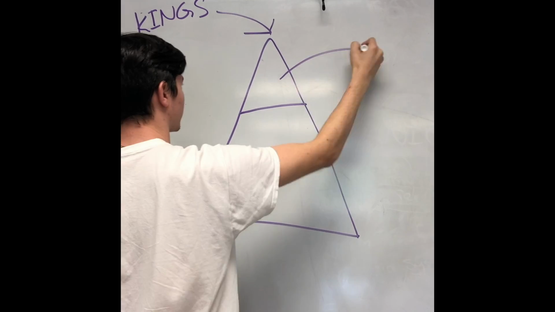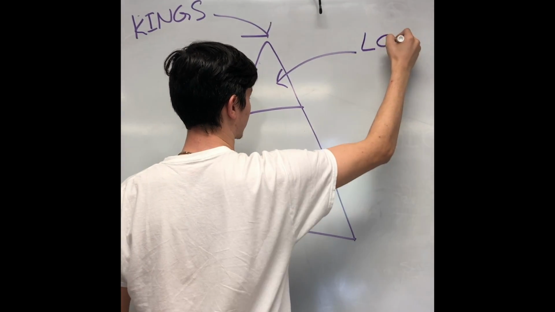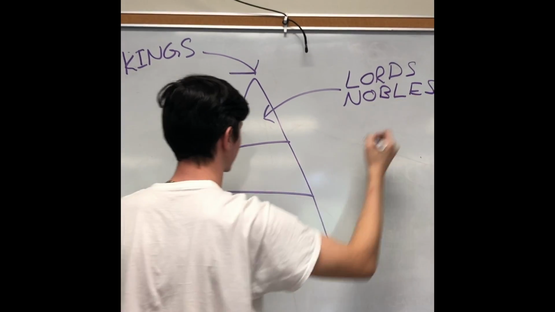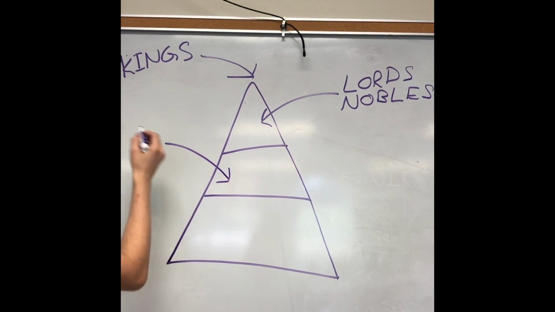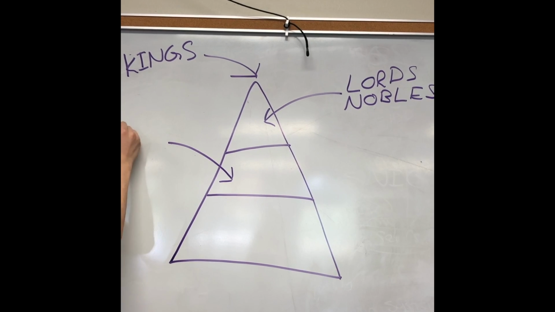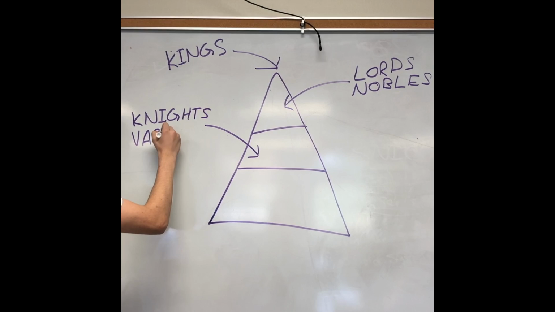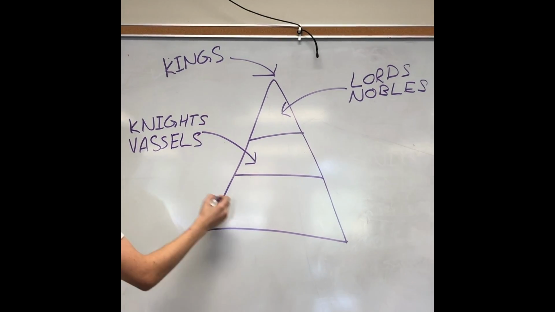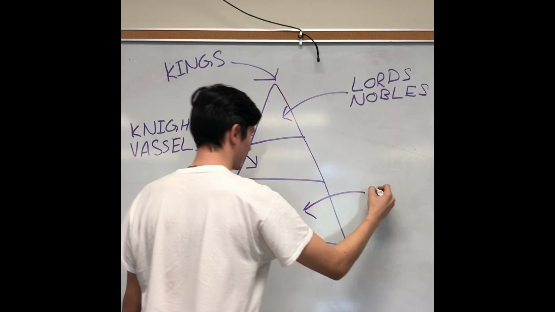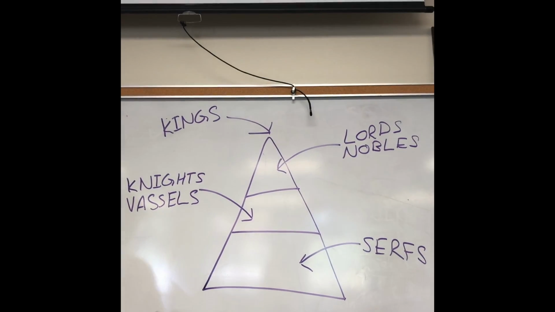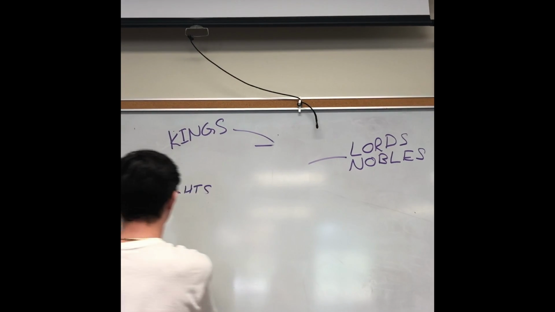At the top, we have the king, or the kings, because there were multiple kings in the Middle Ages. Then the kings gave to the lords and nobles who served the kings. Now, the lords and nobles had their knights and vassals who served the lords and nobles, but did not explicitly go for the king, only the lords and nobles. Now, those guys had the serfs.